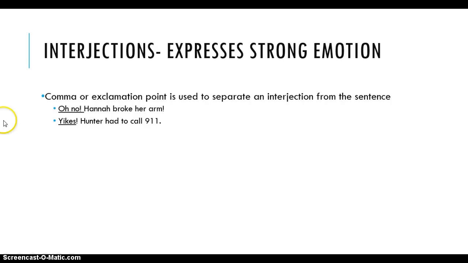So if we look at these examples, we say, oh no, Hannah broke her arm. Well, this oh no is an interjection. That's your strong emotion here. And if we say, yikes, Hunter had to call 911. This yikes right here is going to be your interjection because that's an emotion. And we can see that in both of these examples, both of the punctuation are both exclamation points.